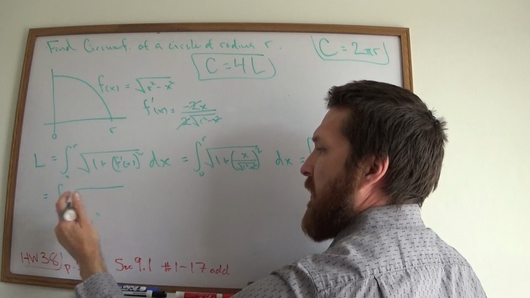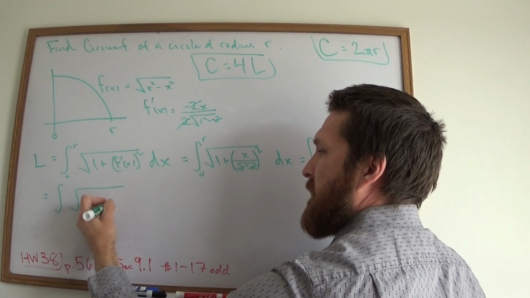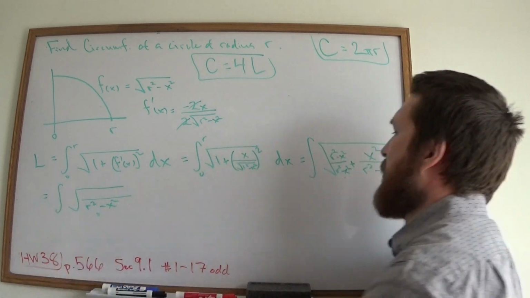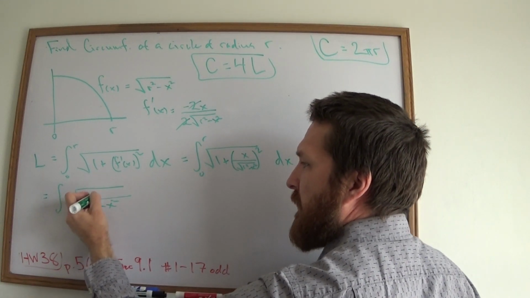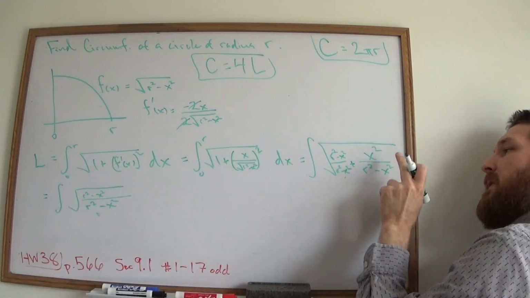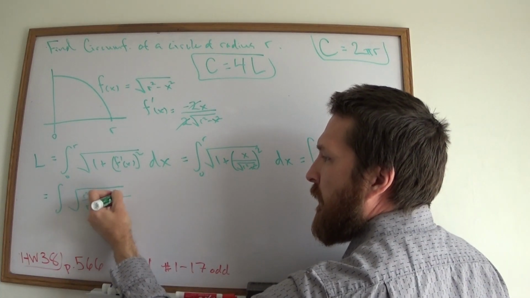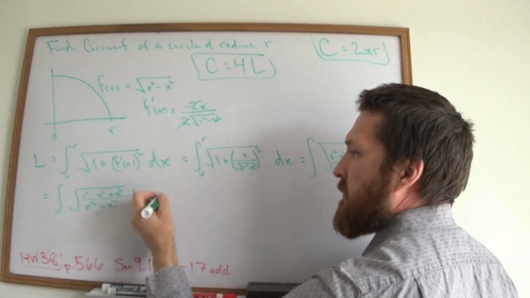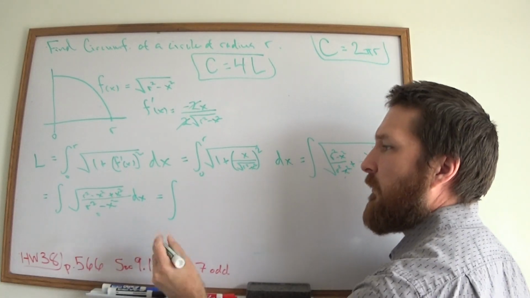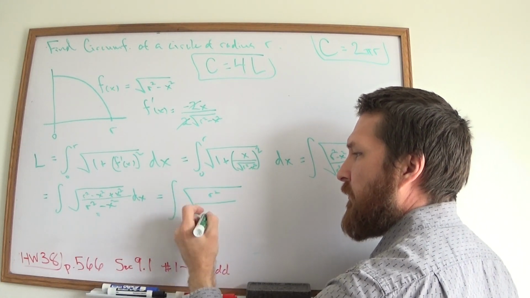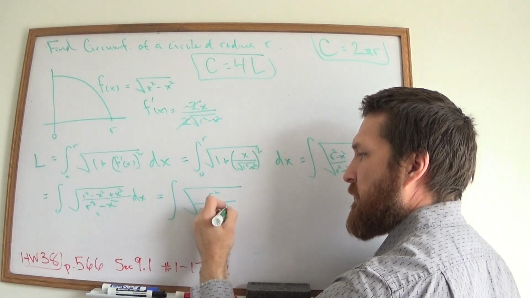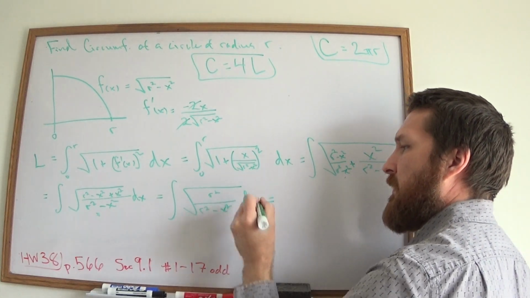Alright, so the common denominator is r squared minus x squared. What was in the numerator was r squared minus x squared minus x squared plus x squared, dx. Integral. The x's are gone. We have r squared over r squared minus x squared dx.